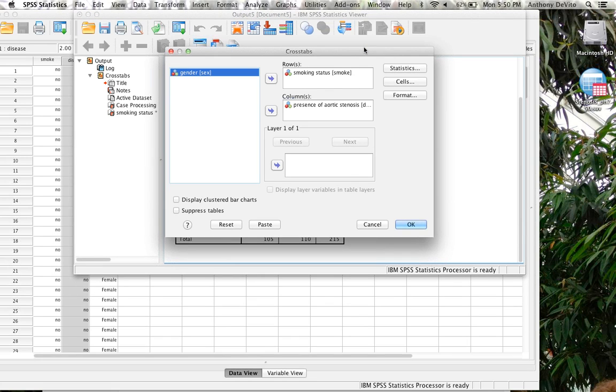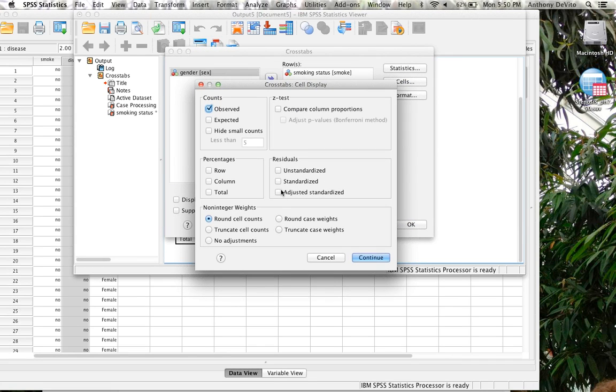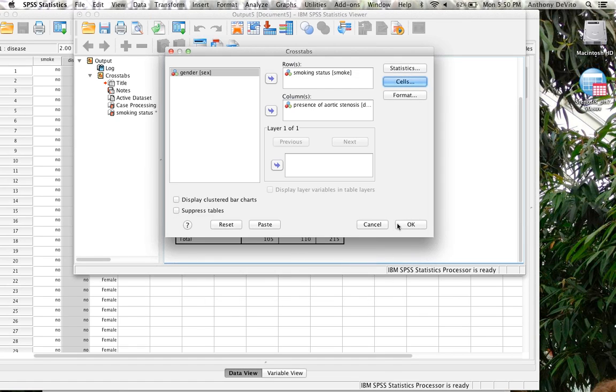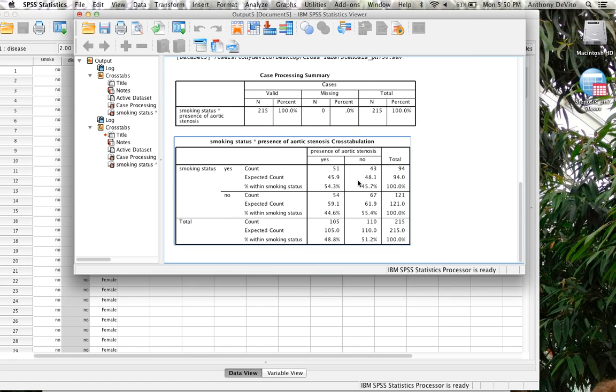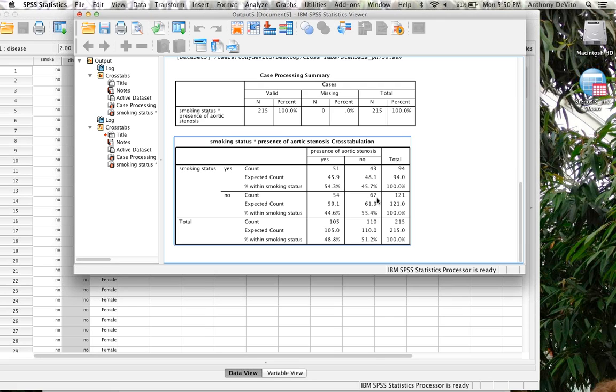I'm going to go back to crosstabs. It'll remember the last setting, which was already that calculates cells. This time though, I'm going to ask it to calculate also the expected values and to give me percentages by rows. I'm going to click continue, say OK, and see what it gives me this time. It gives me the same box as I got before, 51, 43, 54, 67, except this time it actually calculates my expected values. How did it get that? It took the overall rate, multiplied it times 94 to get 45.9 people is what I would have expected to get here. And 59.1 is what I would have expected to get here.